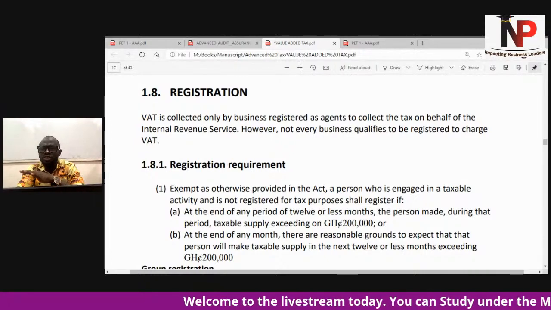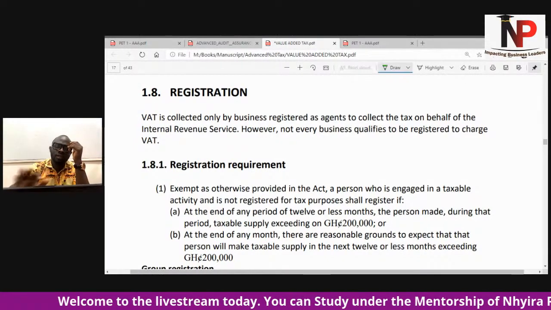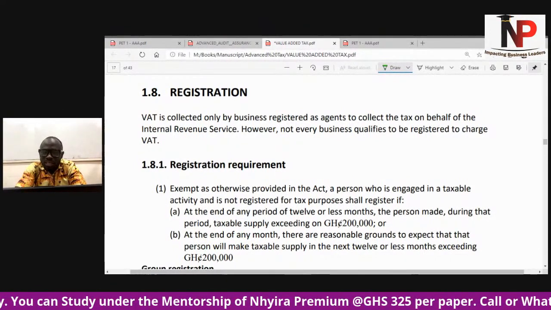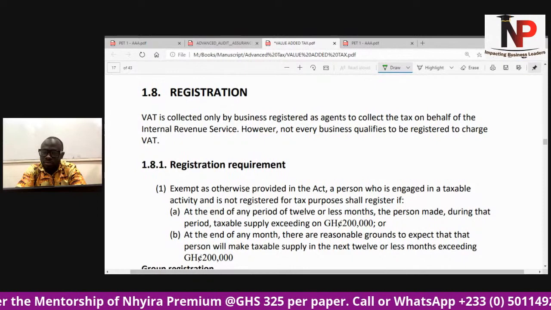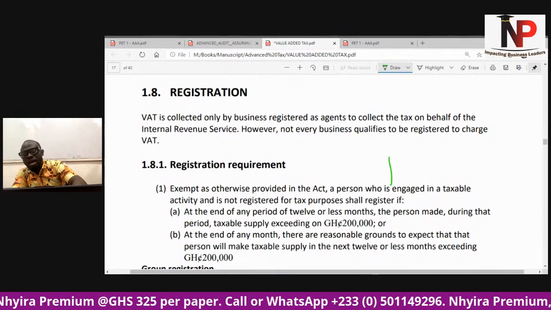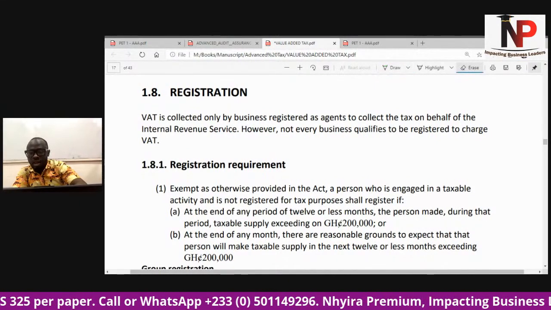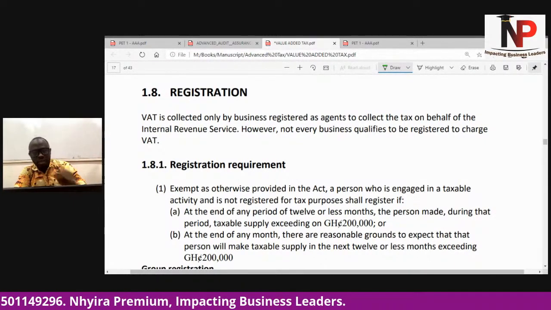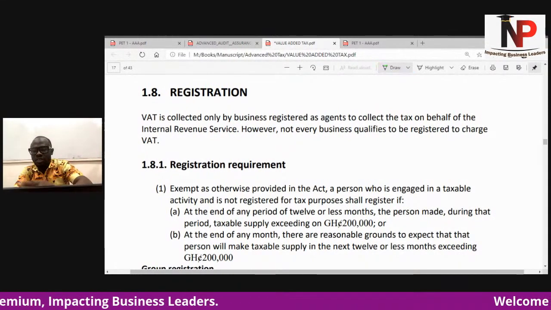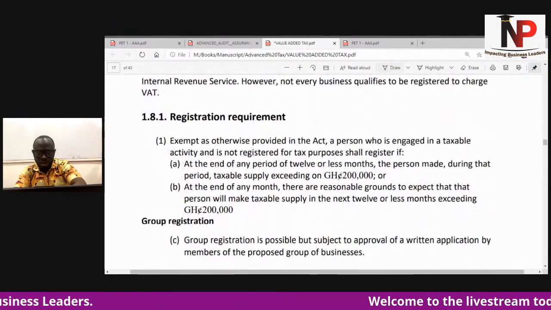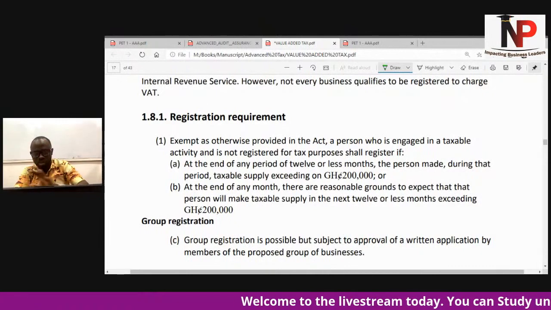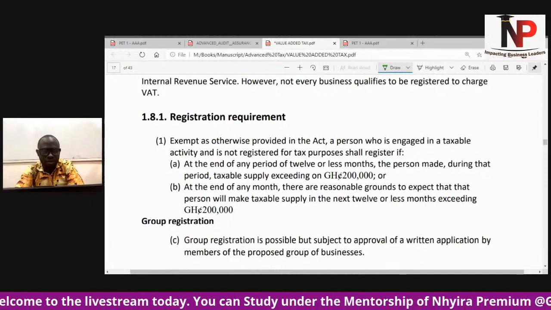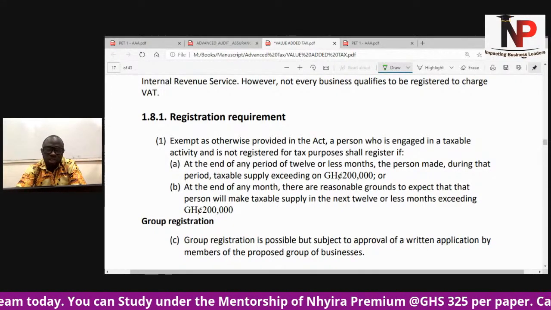So we've said this already, that VAT is collected only by business enterprises as agents who collect the tax on behalf of the Ghana Revenue Authority, okay? I use the word Internal Revenue Services. That's a generic word because in other countries, it's not just Ghana. So that is why you see IRS there, but it will be Ghana Revenue Authority. So registration requirement.